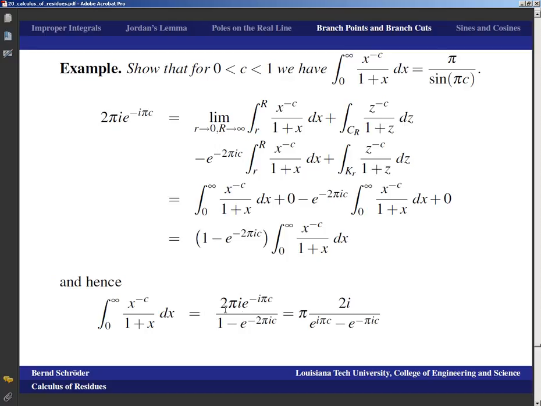Well, we pull the pi out, we keep the 2i, and if we multiply numerator and denominator by e to the i pi c, then this guy here vanishes. The 1 becomes e to the i pi c, and the e to the negative 2 pi i c becomes e to the negative pi i c. And if we look at that real hard, we realize that that really is sine pi c in the denominator, because this is just a reciprocal of sine pi c. And, well, that's what we were supposed to prove here.